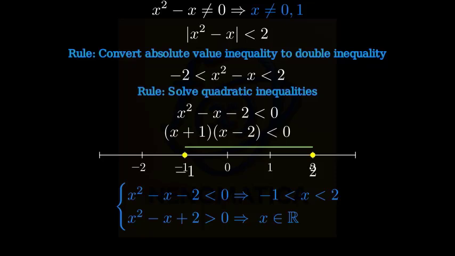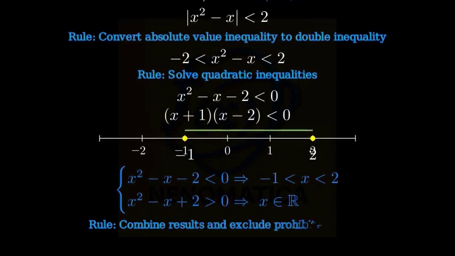For the second inequality, x squared minus x plus 2 is greater than 0, we can determine that this inequality is always true for all real numbers, because a quadratic with a positive leading coefficient and a positive constant term can't be negative. So this tells us that x belongs to the set of all real numbers.